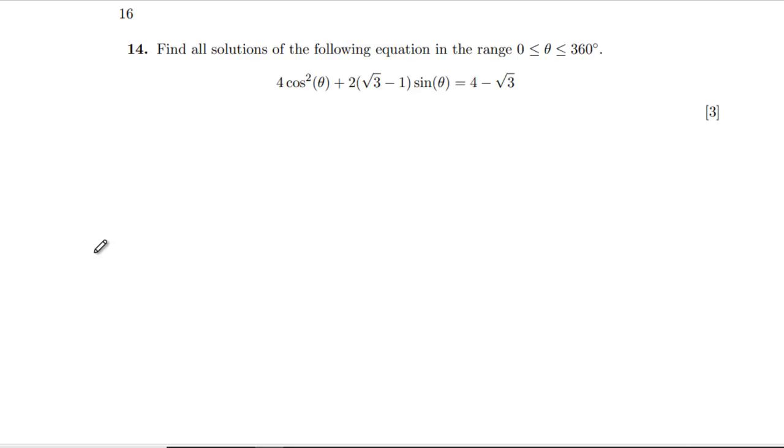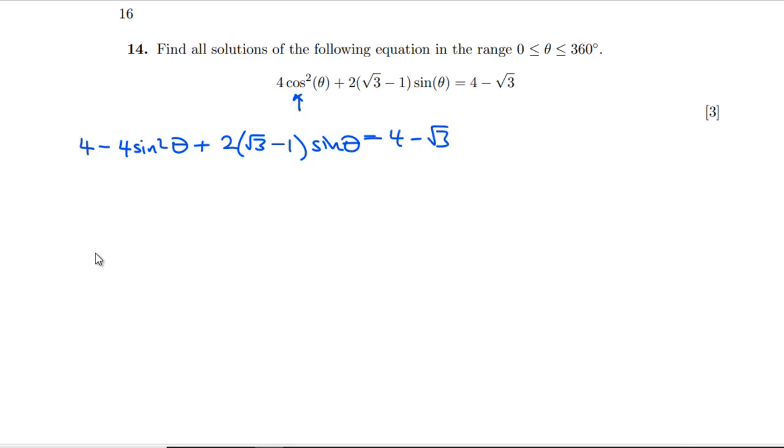Question 14. Find all solutions of the following equation in that range. Right, so we're going to want to change, as usual, the squared one into the thing that isn't squared. So we're going to change the cos squared into 1 minus sine squared. So we'll have 4 minus 4 sine squared theta plus 2 lots of root 3 minus 1 sine theta is equal to 4 minus root 3.